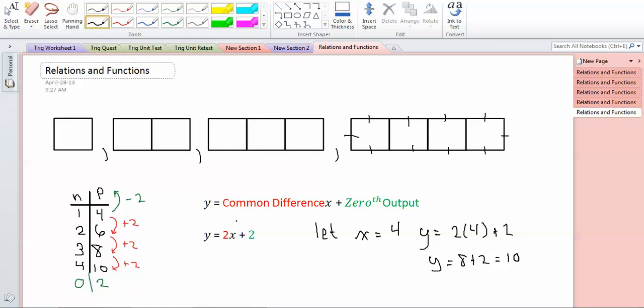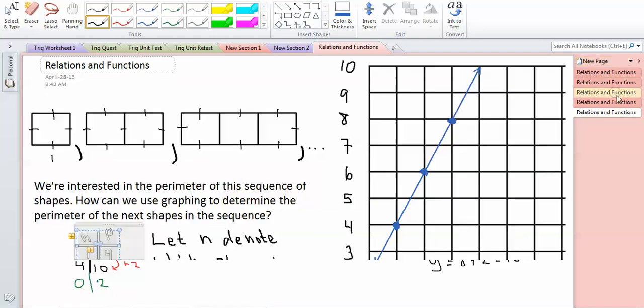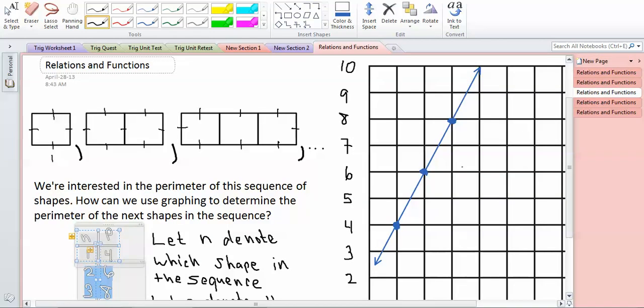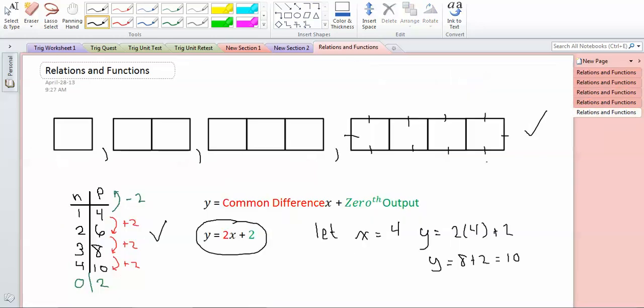So this function generates this list, describes this sequence, and also represents this graph. This tiny little function gives us all of this information. That's why they're powerful. In our next video, we're going to take a look at the distinction between functions and relations.